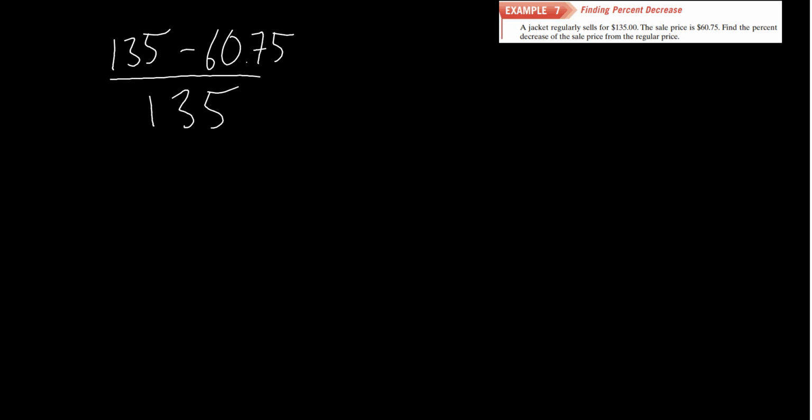So if it sells at $135, obviously that will be the original amount, right? So that's going to be the denominator of the formula we saw on the previous page. The sale price is going to be $60.75. So we would say the original price was $135, and we're going to subtract the sale price, which is $60.75. And we're going to do that arithmetic real quick.